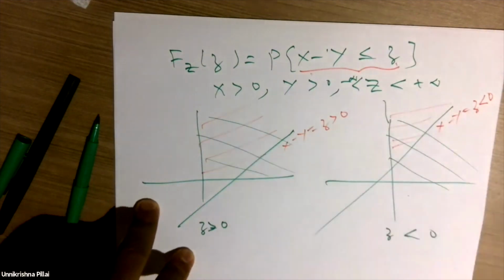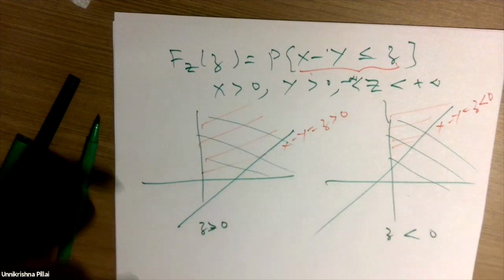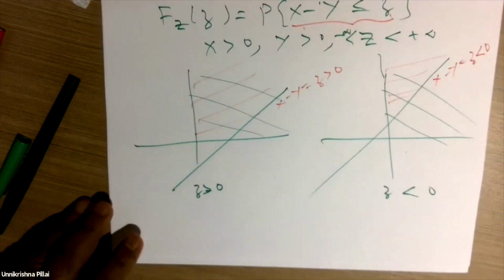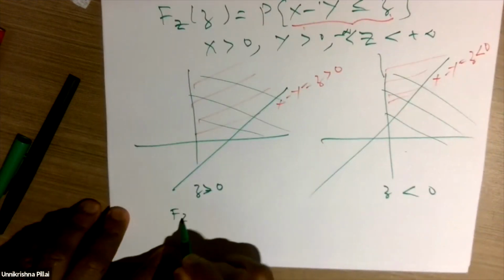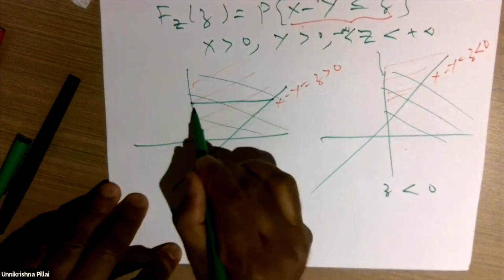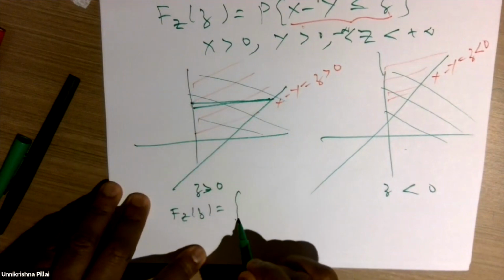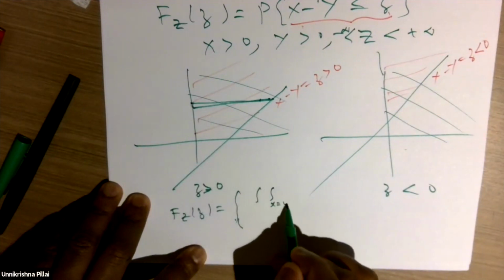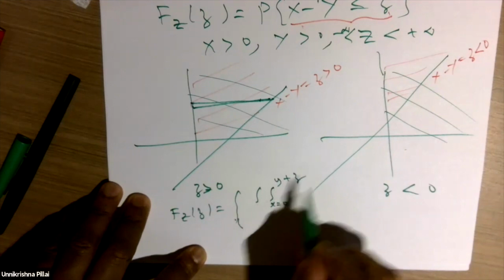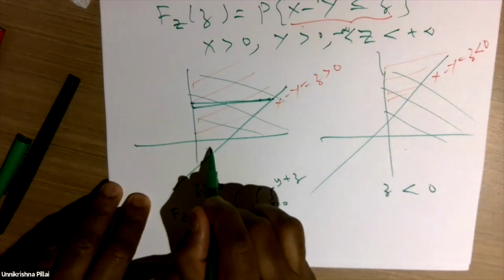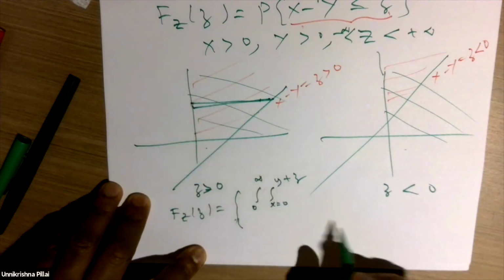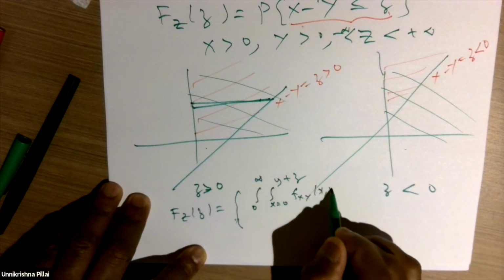So don't carelessly integrate all over, right? Each problem, once you identify this region, it's almost over. So I'm just going to write it down. You can sort of track me. So F_Z(z) is going to be, I'm going to integrate like this. So you see there are two cases, right? So x goes from zero to y plus z, and y goes from zero to infinity. Not minus infinity, that was the whole point. f_{X,Y}(x,y) dx dy.